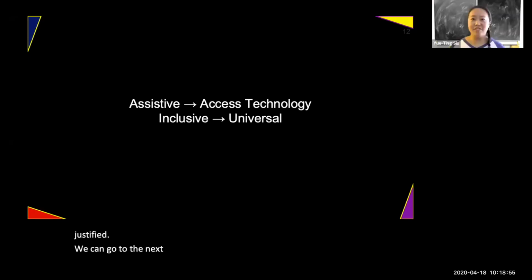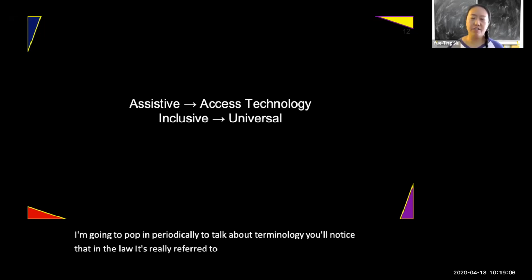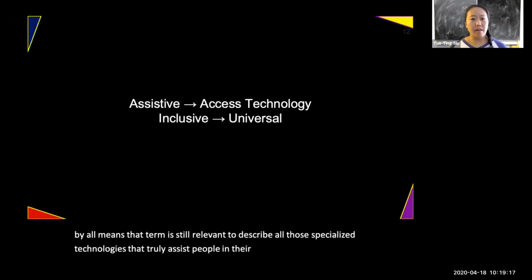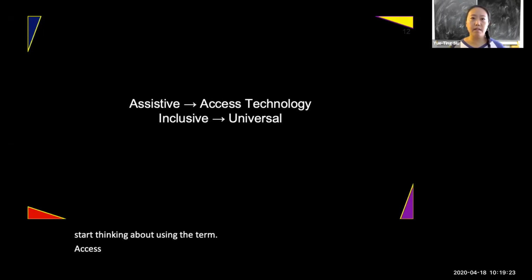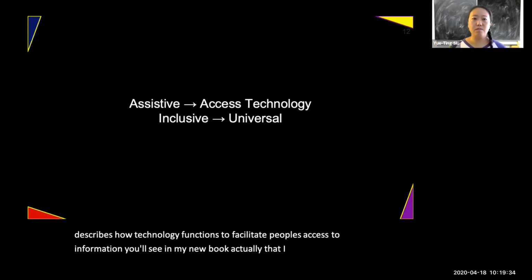Okay, and just a little time out here for terms, and I'm going to pop in periodically to talk about terminology. You'll notice that in the law, it's really referred to as assistive technology, or AT, and by all means, that term is still relevant to describe all those specialized technologies that truly assist people in their lives. I propose that we also start thinking about using the term access technology because I believe it is a broader term that better describes how technology functions to facilitate people's access to information. You'll see in my new book actually that I do use the term access rather than assistive.